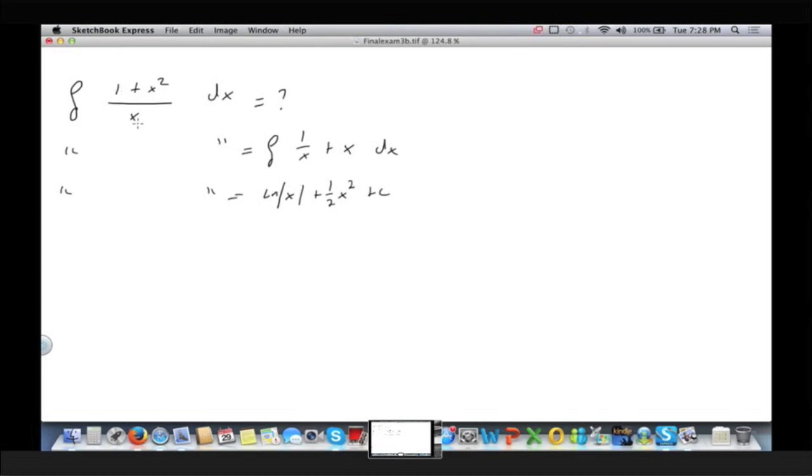Okay, so we have that works. Antiderivative of 1 over x, natural log, absolute value of x, and then power rule for antiderivatives, plus your constant. Okay, cool. And then rewrite it. Okay. All right. Well, that was very good.